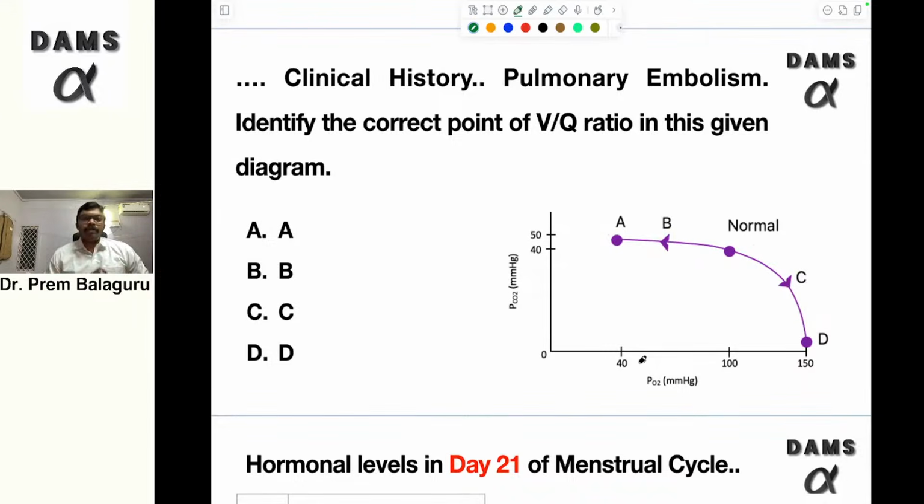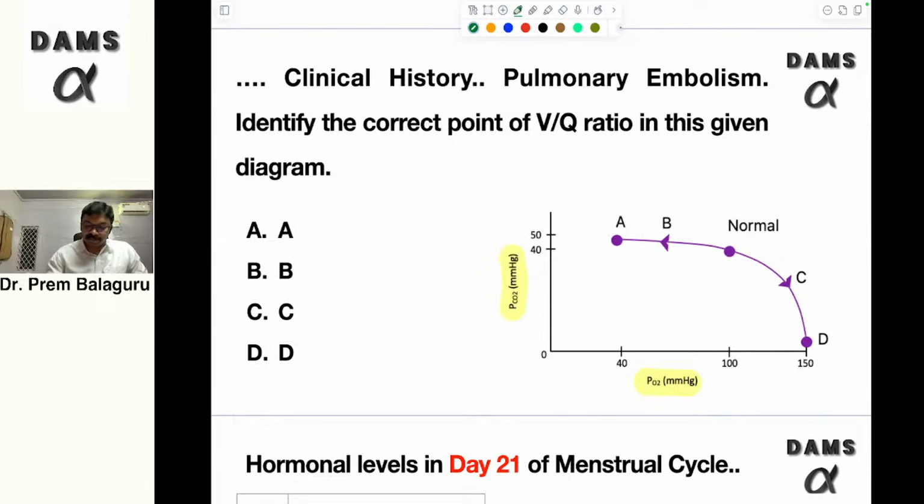The question started with a clinical history of a patient, and the history was so clear that we were able to make the diagnosis of pulmonary embolism. Along with that clinical history, we got an image, a gas tensions graph, where on the x-axis we had partial pressure of oxygen and on the y-axis partial pressure of carbon dioxide. We were supposed to pick the right answer for the question.